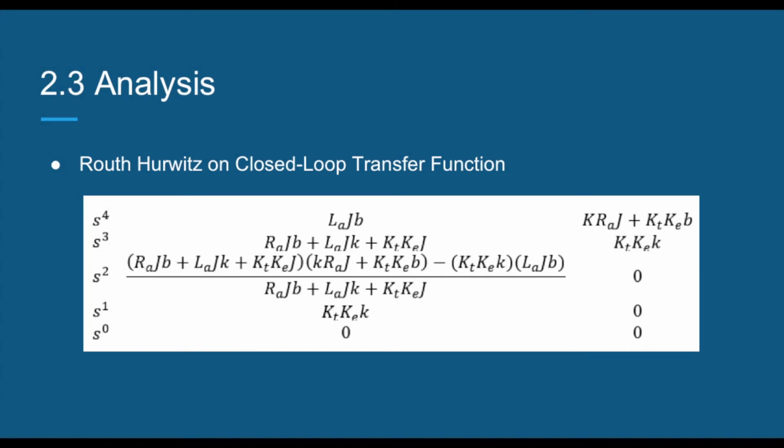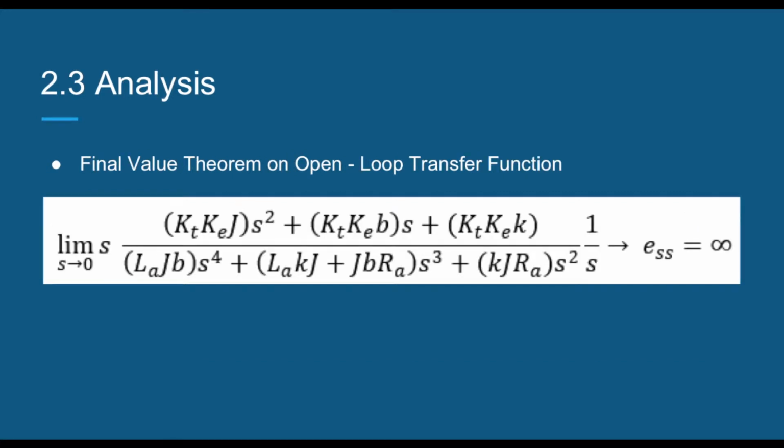The Routh-Hurwitz test was applied on the closed loop transfer function with the previously specified values, which resulted in a BIBO stable transfer function, and you can see the first column is all positive. When the final value theorem was applied, steady state error goes to infinity, which indicated that we needed a controller.